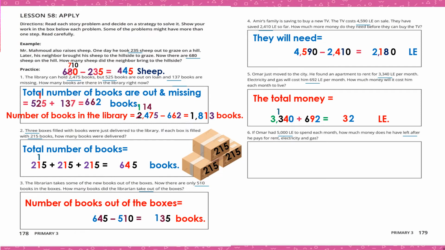1 plus 3. 4 plus 6. Yes, 10. 0 and carry up 1. 1 plus 3 equals 4. So the total money equals, or the total cost equals, £4,032.